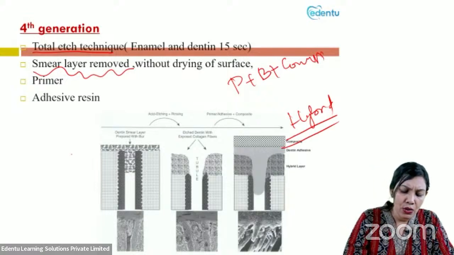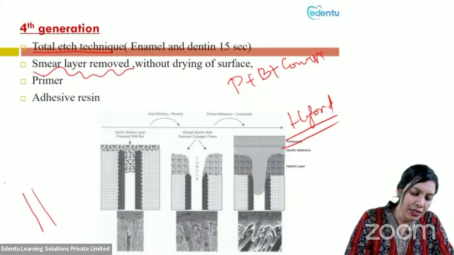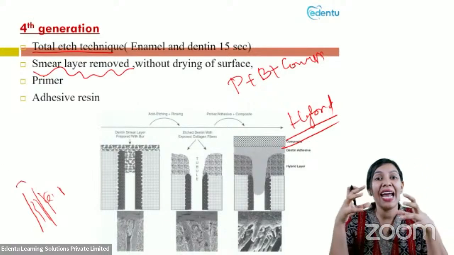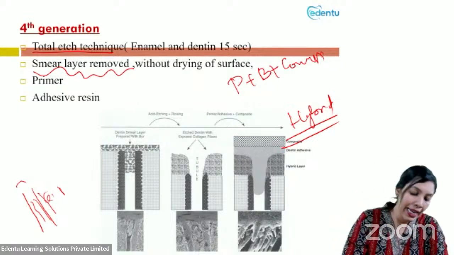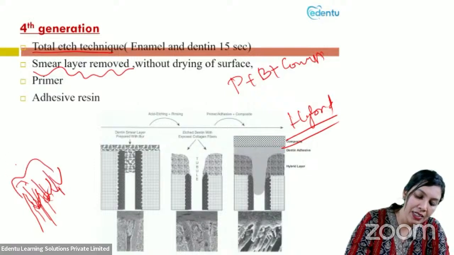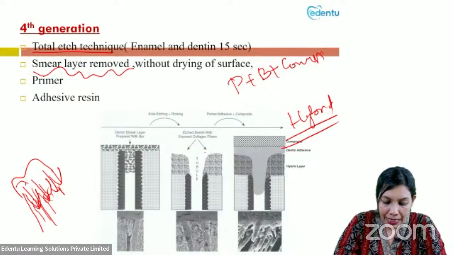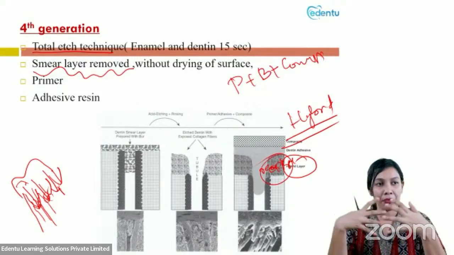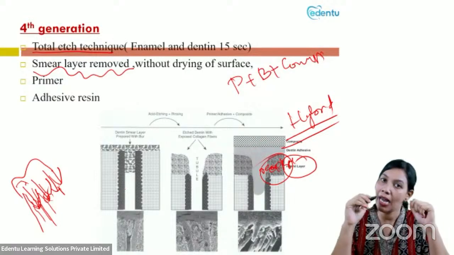What is the hybrid layer? We know that dentine consists of collagen, calcium, phosphate, etc. When we etch the enamel and dentine, spaces are created, and when we apply composite, the composite goes into the spaces between the collagen. So a layer is formed by the collagen particles and the resin materials, and this is called the hybrid layer. Okay.